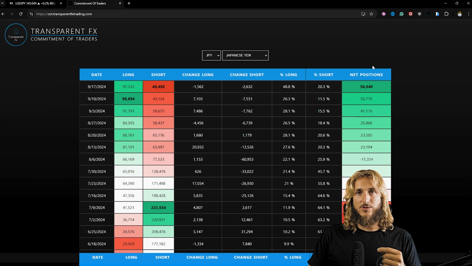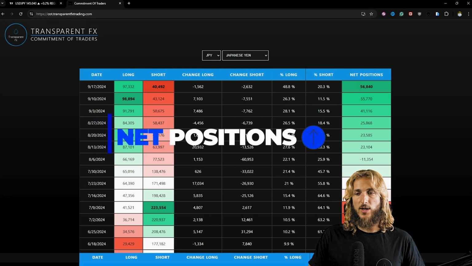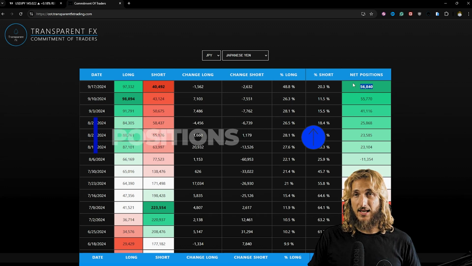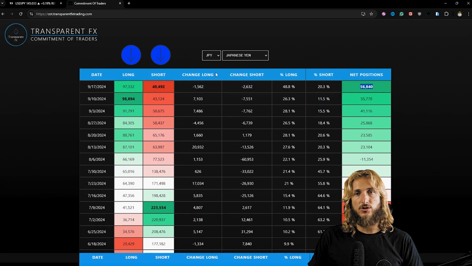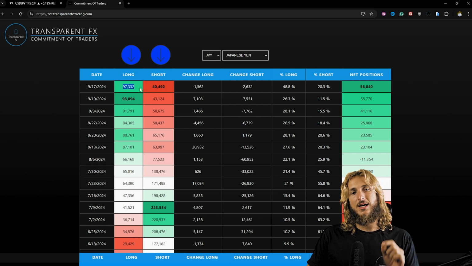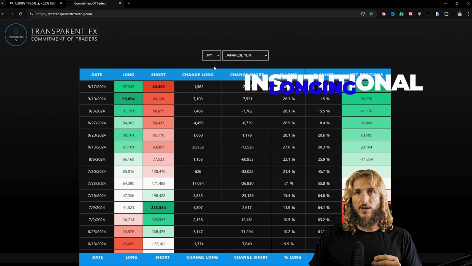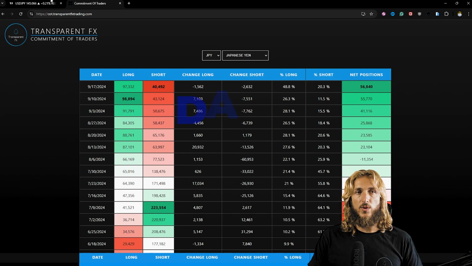And we can notice how with the last reports, net positions have been massively increased. We went from having minus 184.2k net positions up to 56.8k net positions. So essentially, institutions went from having more shorts than longs to now having more longs than shorts on the JPY from an institutional perspective, reaching 97.3k longs compared to only 40k shorts. So as institutions are longing the JPY, this makes the JPY stronger, which makes USDJPY weaker.